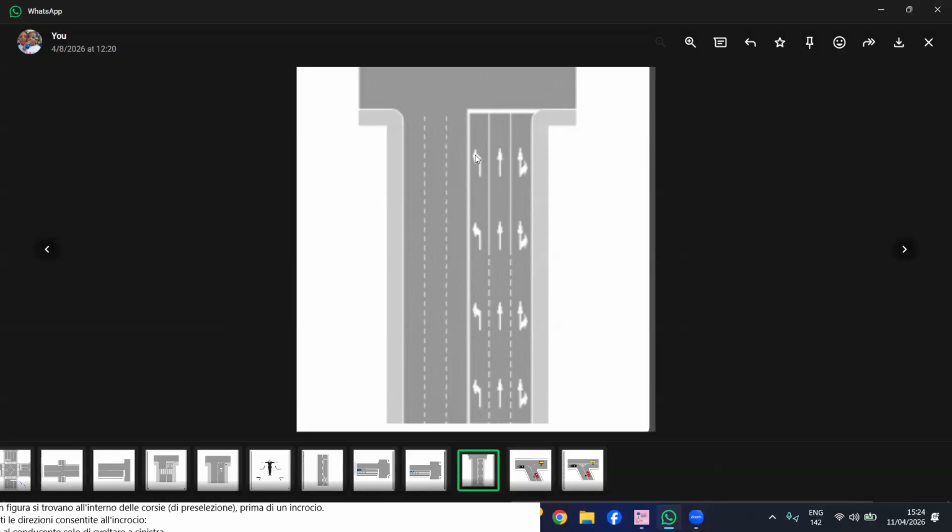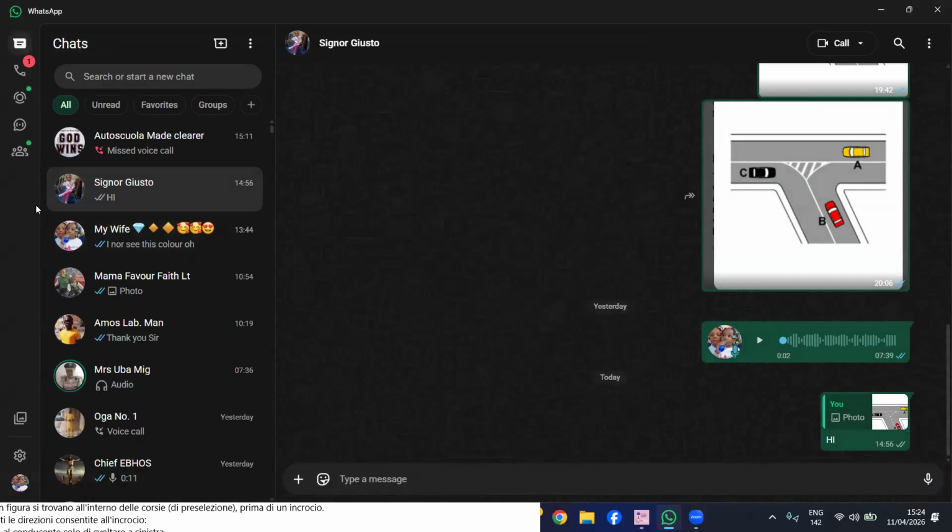So this one is obligating you to go to your left-hand side, only the first lane. Then the second lane is telling you you only have the right to go straight. Then the last lane is telling you it's either you go straight or you svolta a destra. You see the difference.